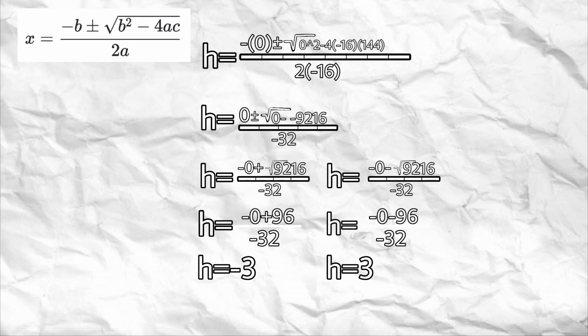With this information, we can say that it took 3 seconds for the apple to reach the ground. We can eliminate the negative 3 because an object can't possibly take negative 3 seconds to reach the ground.